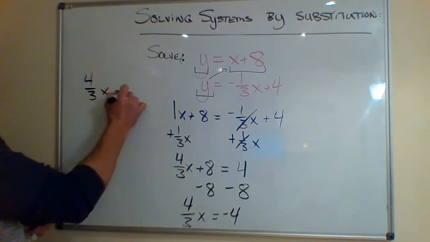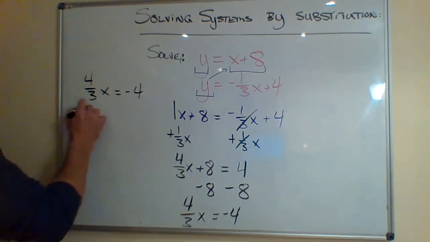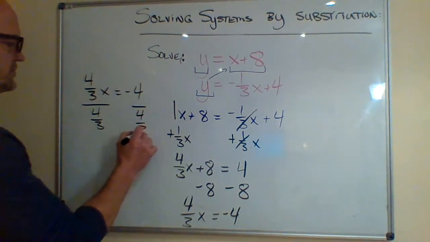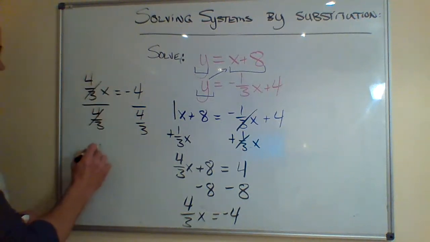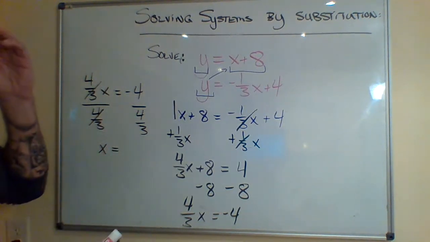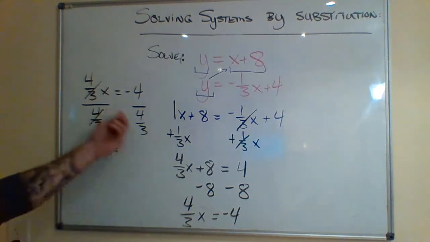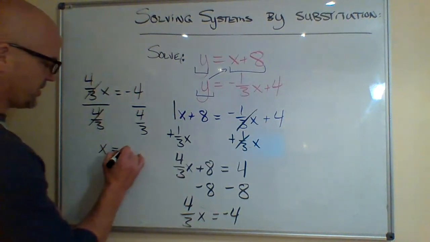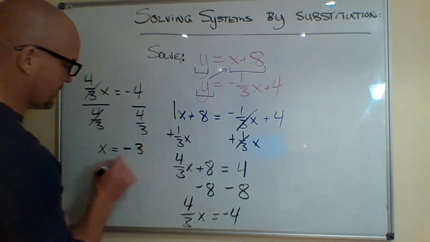I have 4/3 x equals negative 4. So I'm going to divide both sides by 4/3. This is going to cancel out, and x is going to equal... If you have your graphing calculator or your scientific calculator with you, or you can pull up Desmos right now, take negative 4, divide by 4/3. We also know that's multiplying by 3/4. So that's going to give me an x value of negative 3.